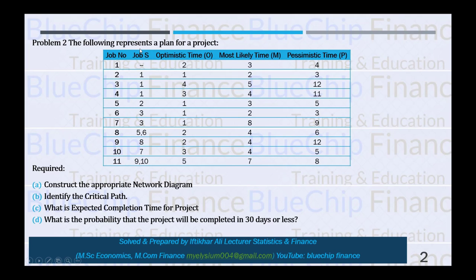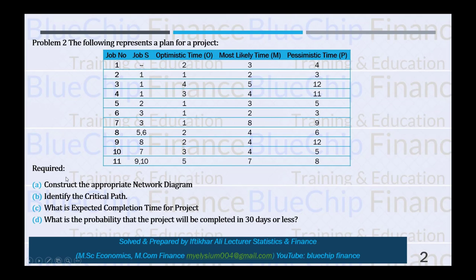So the following represents a plan for a project. Here on the extreme left column there are different job numbers, 1, 2, 3, 4 to 11, and in the next column there are predecessors, and the remaining 3 columns are related to time: optimistic time, most likely time, and pessimistic time.